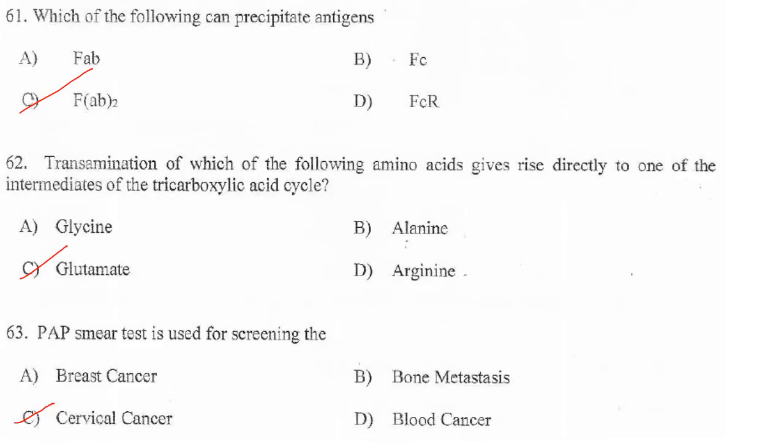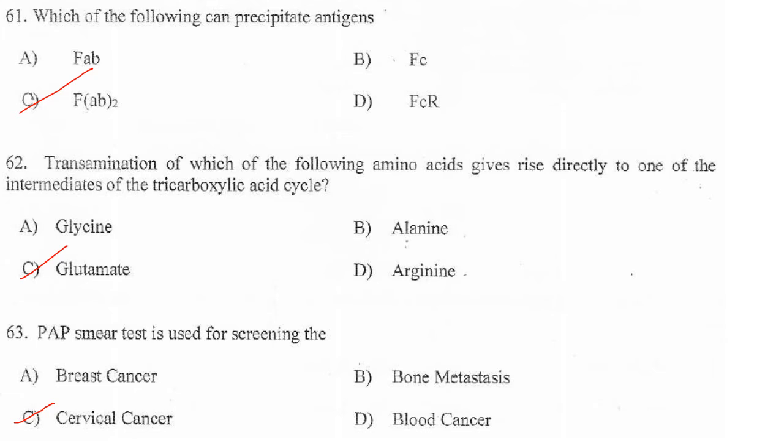Then next one. Which of the following can precipitate antigens? So F(ab')2 can precipitate antigen. Monovalent Fab fragment has one antigen binding site, whereas divalent F(ab')2 fragment has two antigen binding sites that are linked by disulfide bond. So this is a repeated question. A similar question was asked, I don't know which year, but I think in an integrated MSc PhD question paper.